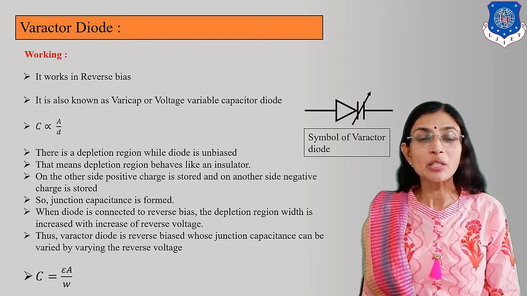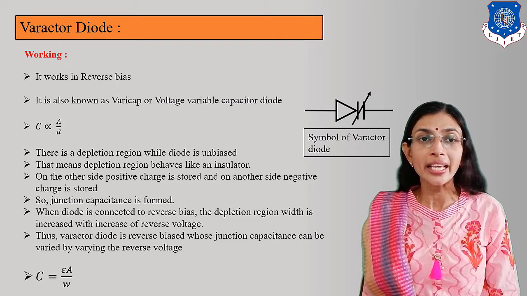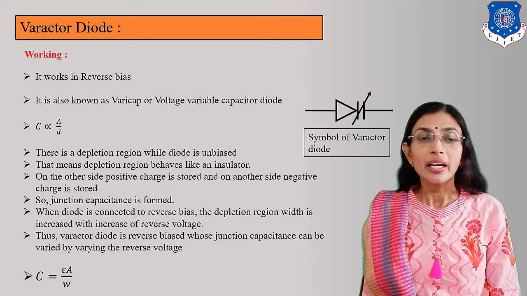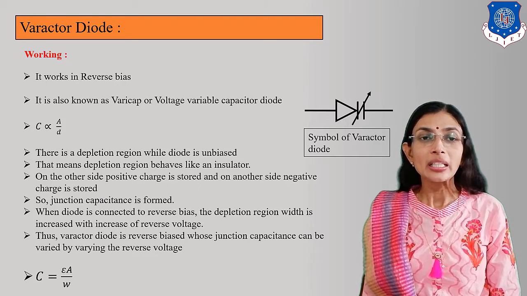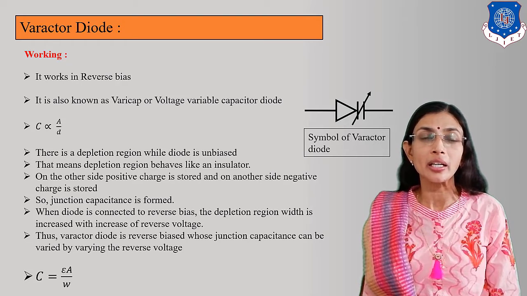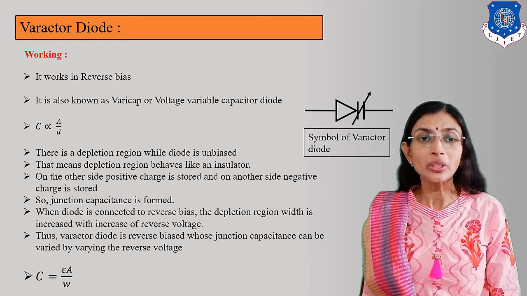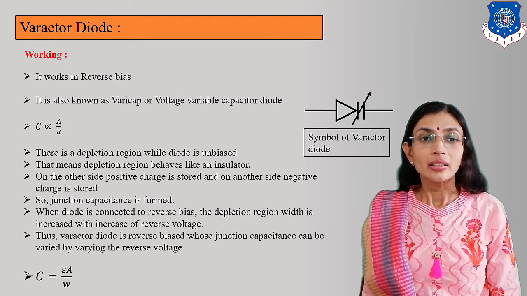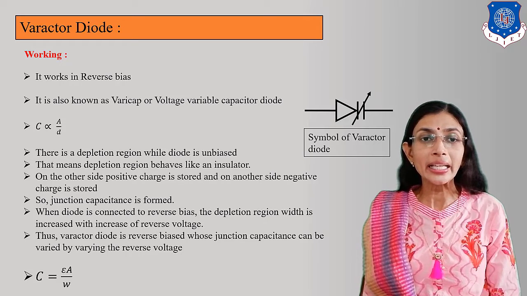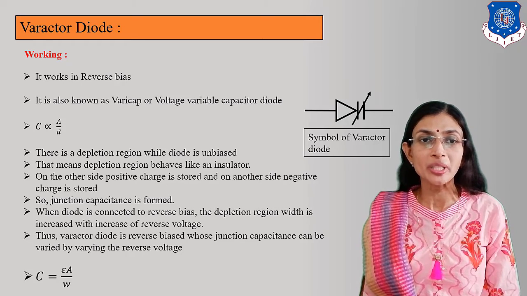And capacitance is defined as A by D. That means capacitance is directly proportional to the area and inversely proportional to the distance between the two parallel plates of the capacitor. There is a depletion region while the diode is unbiased. We all know that the depletion region behaves like an insulator. If the depletion region acts as an insulator, then it is the dielectric medium between the two parallel plates of the capacitor.